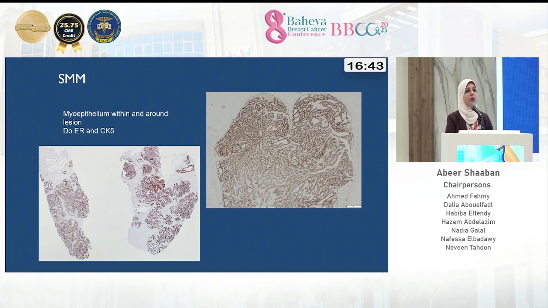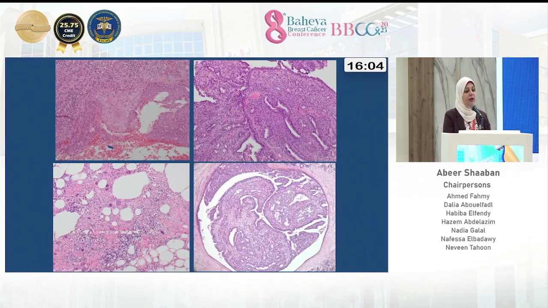One of the most important findings in benign intraduct papilloma is preservation of the myoepithelial layer, both around the duct and within the cores. That's why SMM immunohistochemistry and P63 immunohistochemistry are very important when we assess a papillary lesion, and we look for the expression outside and also within it. This is a typical benign intraduct papilloma where there is myoepithelium around the duct and also within the fibrovascular core. We also do ER and CK5 or CK14 to assess the associated intraductal proliferation.